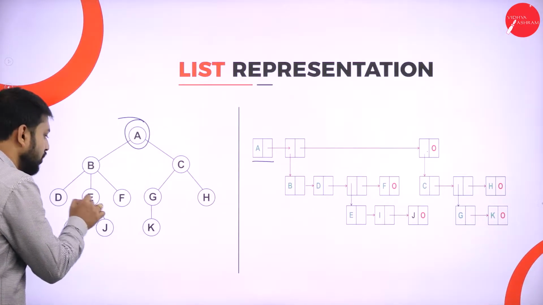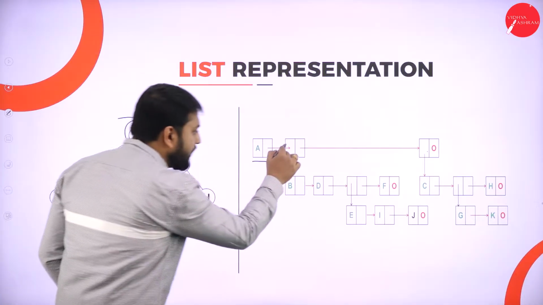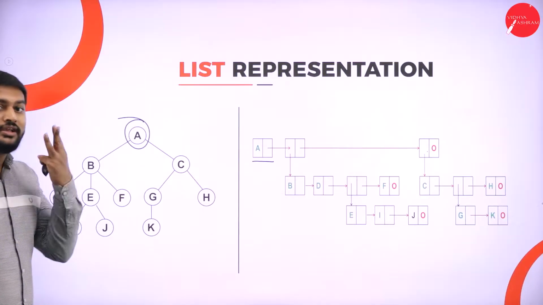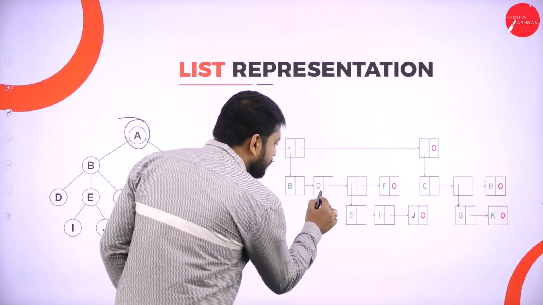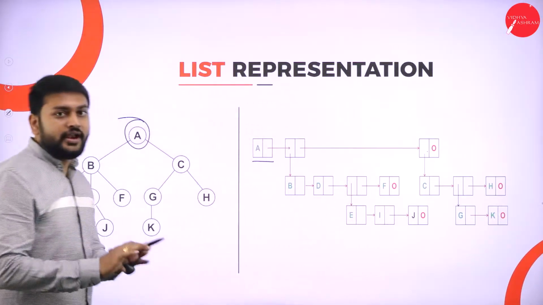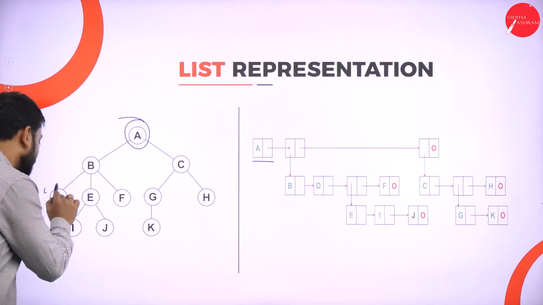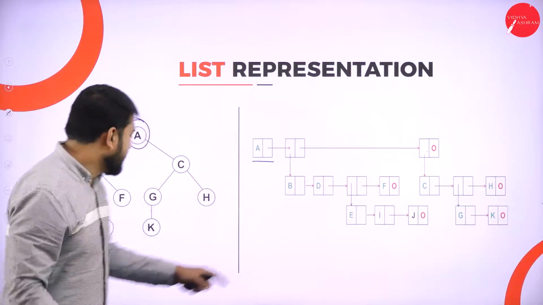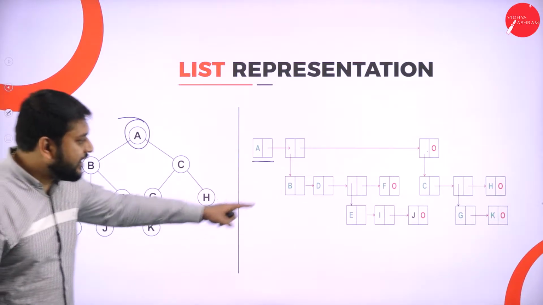So B has got 3 child nodes. So first of all, I should write B. So fine, I have done that. How many child nodes has B got? 3. So let me create 3 boxes. 1, 2, 3. Fine, I have created. So what is the first one that I have? D. So let me write the D as it is. Then after that, E. So can I write the E as it is?